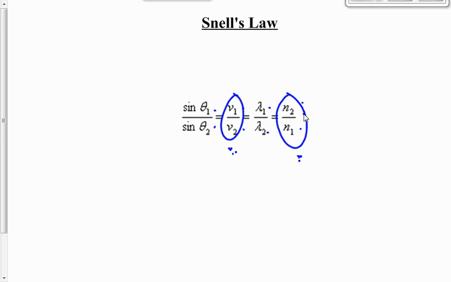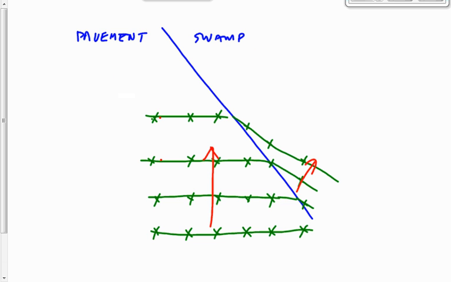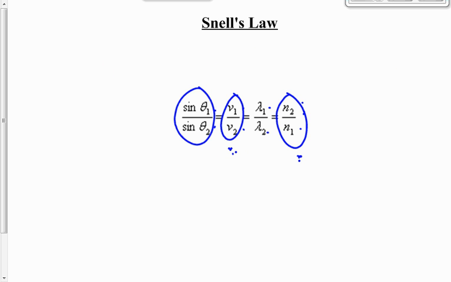The speed changing caused what? It caused the direction to change, the angle to change. The speed change also caused what? Let's go back to that diagram again. The speed changed, the direction changed. What also changed? The distance between the waves here. The wavelength decreased. So the wavelength changed as well.